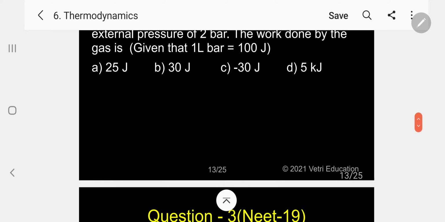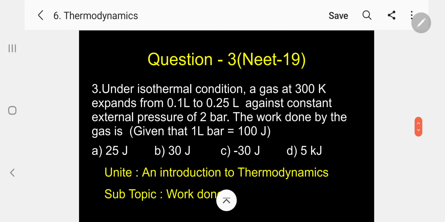Let me explain the topic. This question was asked under the unit Introduction to Thermodynamics, subtopic work done. We already have W equal to P delta V. Under isothermal condition, a gas expanding means work is done by the system. Please follow. Compression means work is done on the system. So the volume changes from 0.1 to 0.25, under expansion, under isothermal condition.